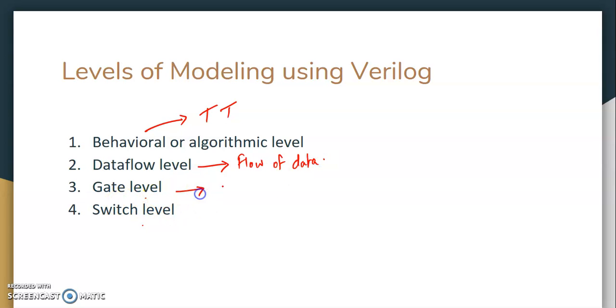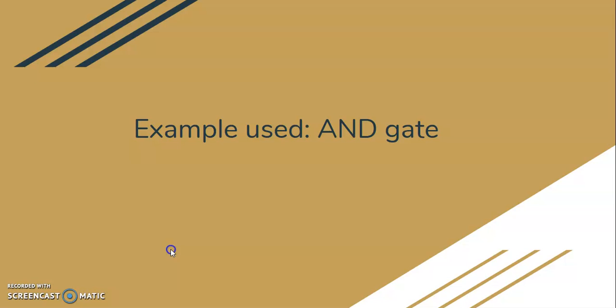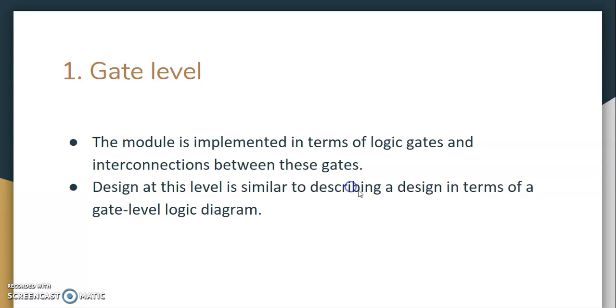Gate level describes the circuit in terms of gates. And switch level also describes the circuit but in terms of transistors, etc. That is a more core level. Okay, so these are the different levels of modeling that you can use in Verilog. Let me explain the different modeling styles in a little detail using the AND gate example. I'll start with the gate level modeling.